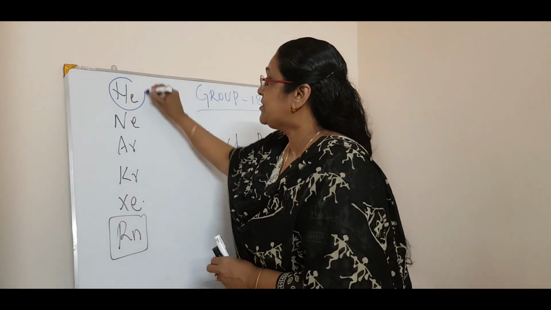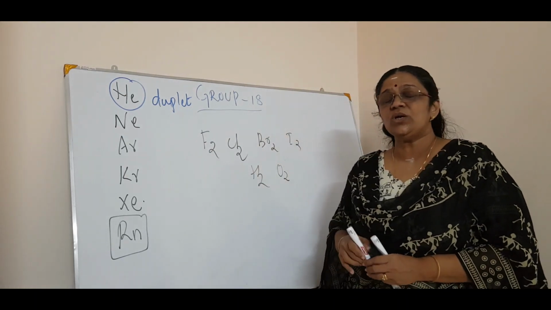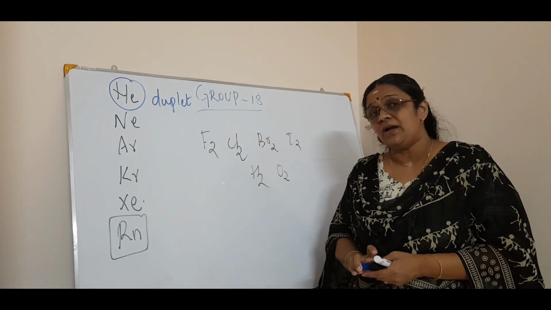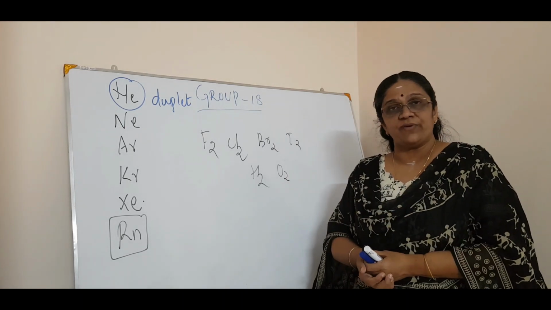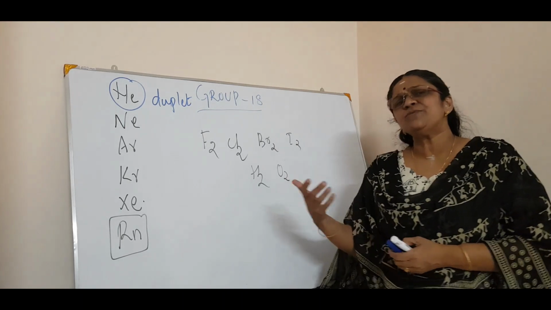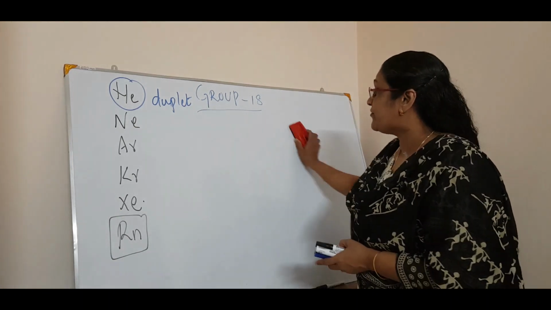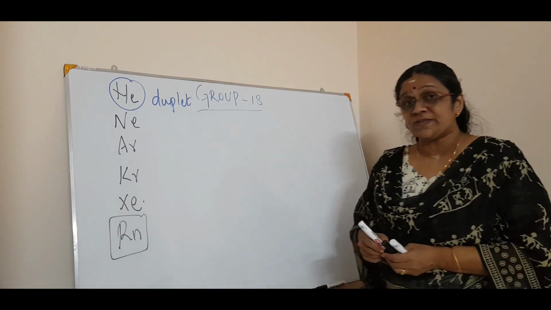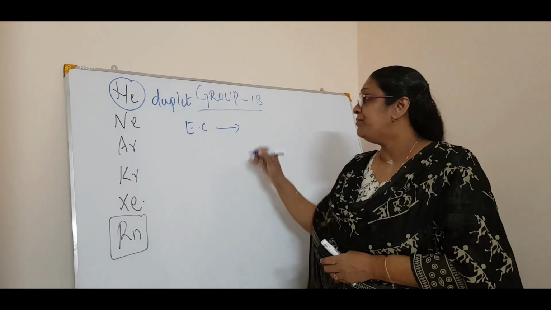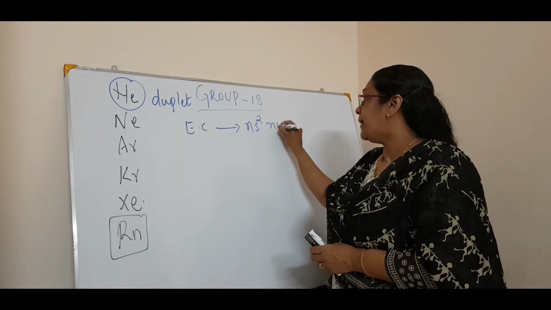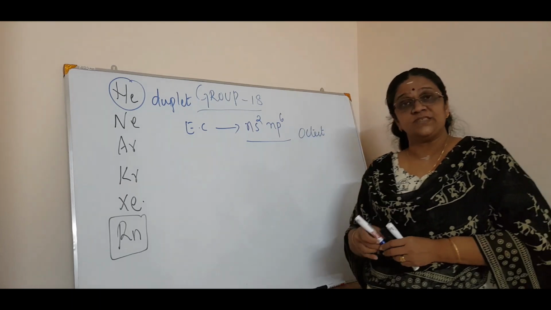Which means they have octet. The only exception is helium, which has a duplet, that is only 2 electrons. That also is stable. So all the others have an octet. So that is a very well stable configuration. Nothing much more to talk about, but again you will talk about the physical trends or the normal trends. We talked about all the groups, the electronic configuration first. What is the electronic configuration? It is ns2np6. Well done. That is octet. So no problem, isn't it?